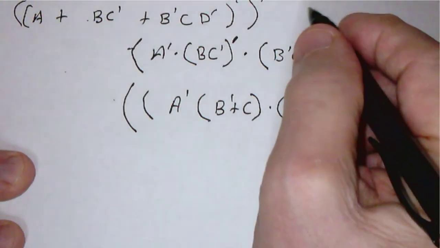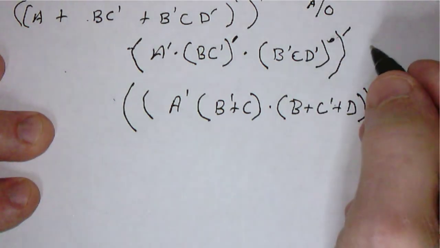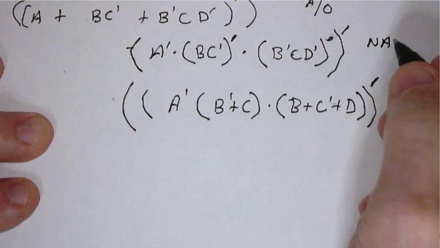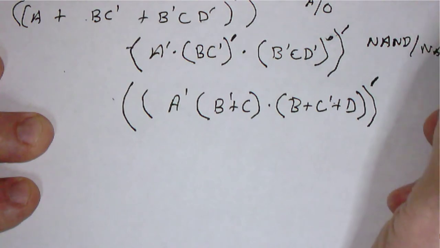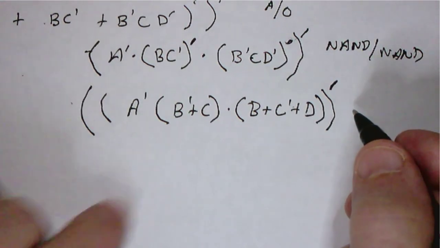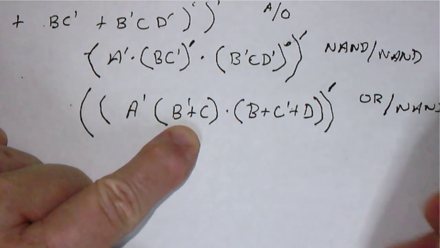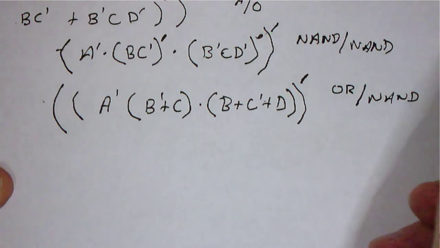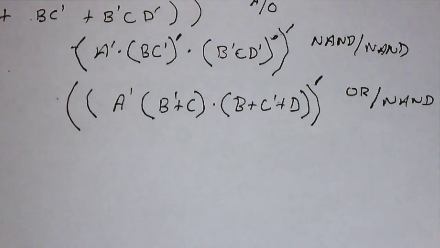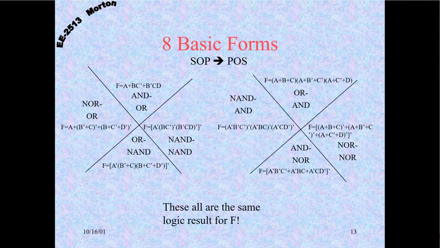Now what do you see? This is AND-OR. This is NAND. And this one then, what would this one be? Well, these are OR gates. So this is just OR-NAND. And if you look at this, you can see that it tracks. So over here, we start with AND-OR. We partially expand it, we get NAND-NAND. We partially expand the double inversion, we get OR-NAND. And then the last one should be NOR-OR. Let's see if that's the case.